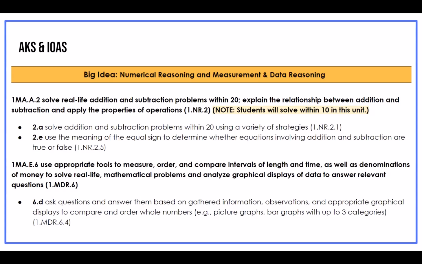AKS 2 involves solving addition and subtraction problems within 20, explaining the relationship between addition and subtraction, and applying the properties of operations. I want to point out the note for AKS 2. In this unit, students will be adding and subtracting within 10 to solve problems. This AKS will continue in Quarter 2, and we will extend to solving problems within 20.